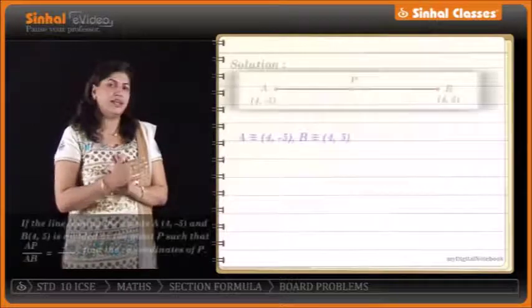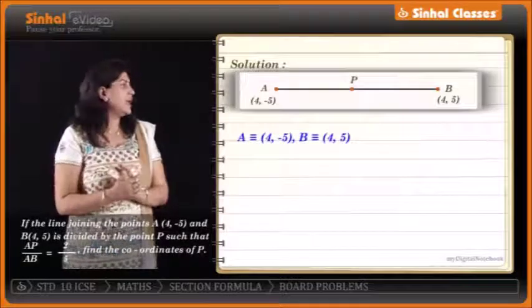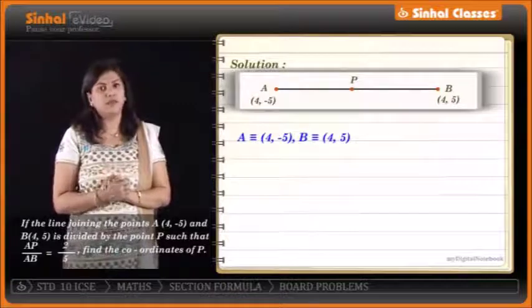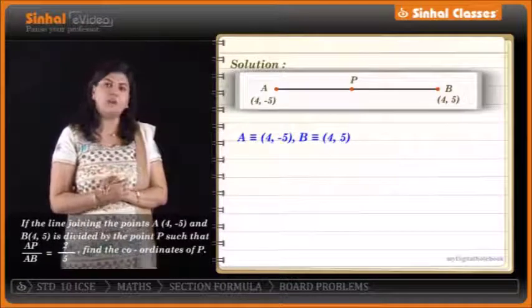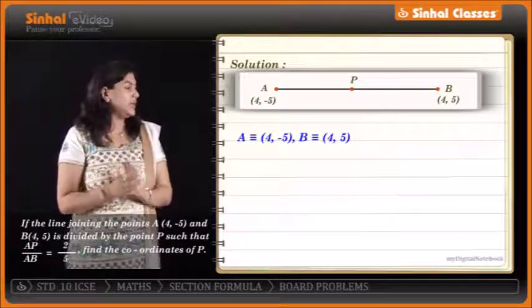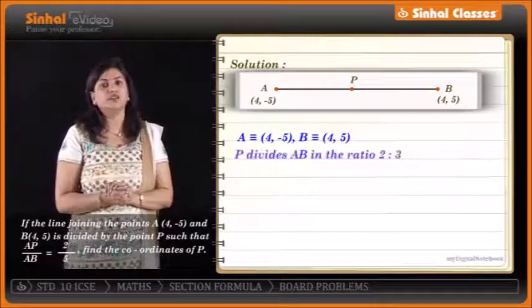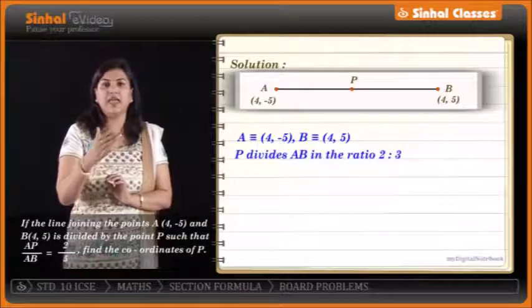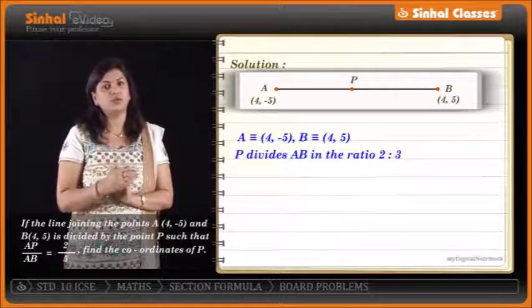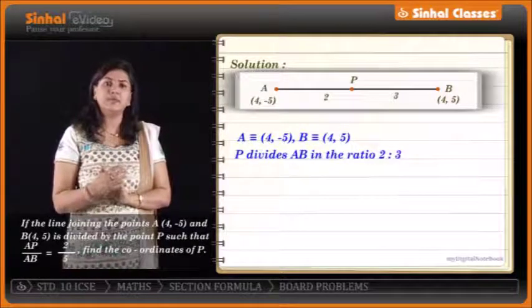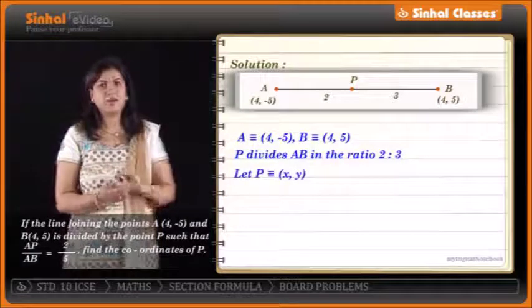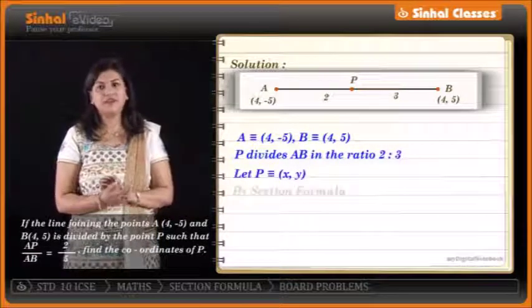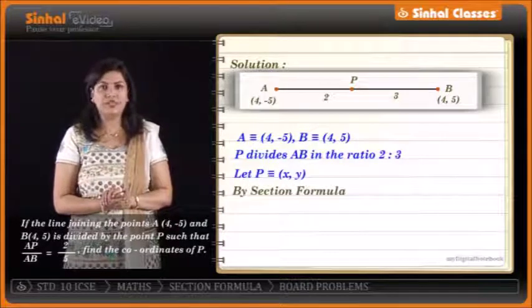Now here, let's draw the figure first. A has coordinates 4 comma minus 5 and B has coordinates 4 comma 5. Now P is the point which divides the join of AB in the ratio 2:3. Let P have coordinates x comma y. Now by section formula, we can find the coordinates of the point P.